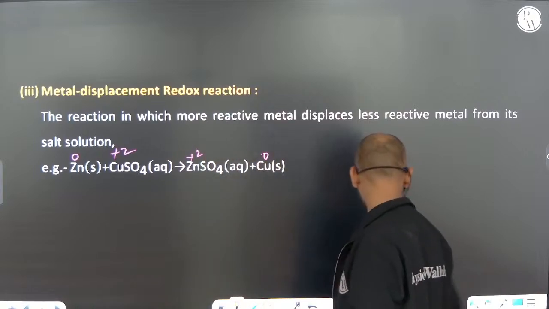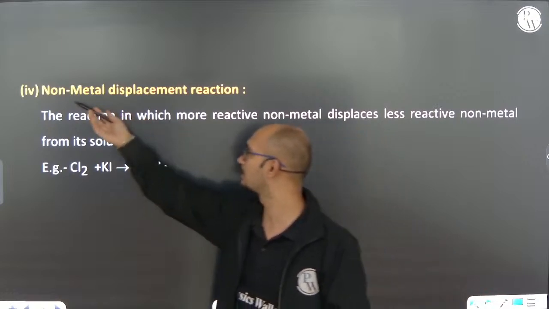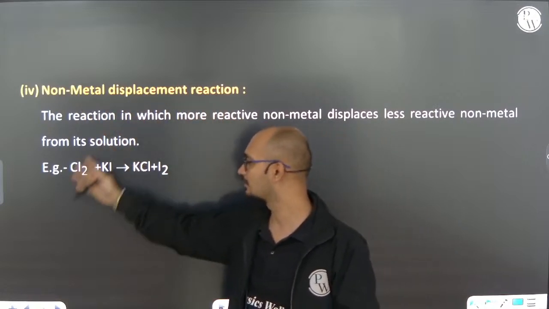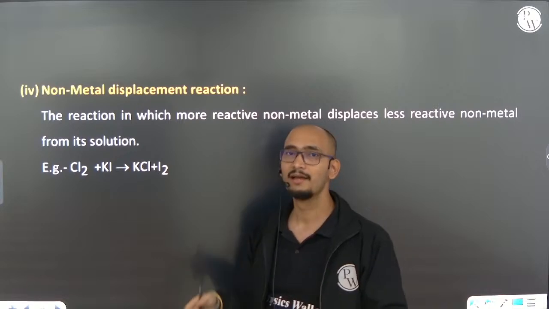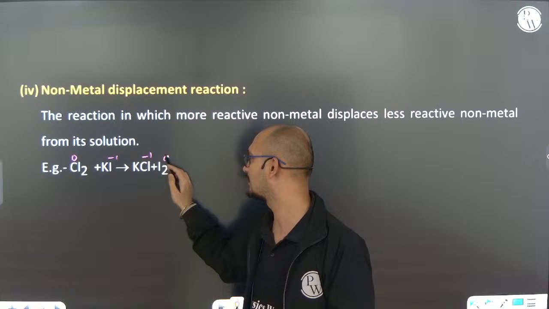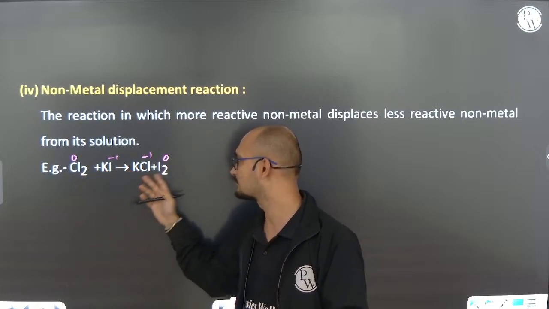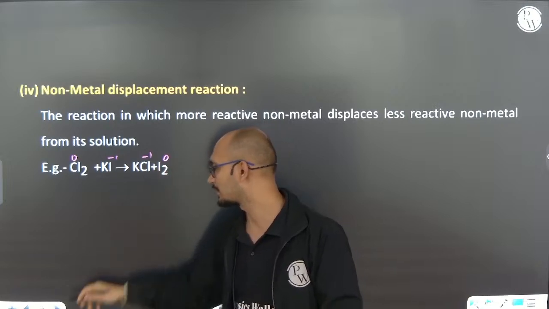So what we can say? We can say that here is an oxidation metal displacement kind of redox reaction. Non-metal displacement, where a non-metal displaces another non-metal, but with a change in oxidation state. Here it is 0, here it is -1, here it is -1, here it is 0. Can you see there is a change in oxidation state as well as chlorine has displaced iodine to convert into KCl. Not a big deal.